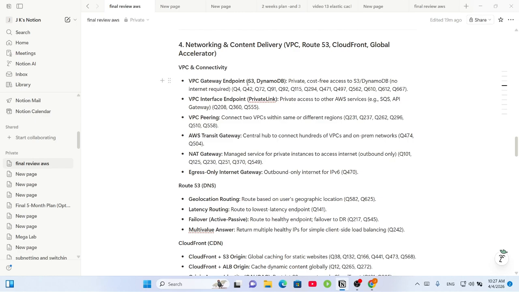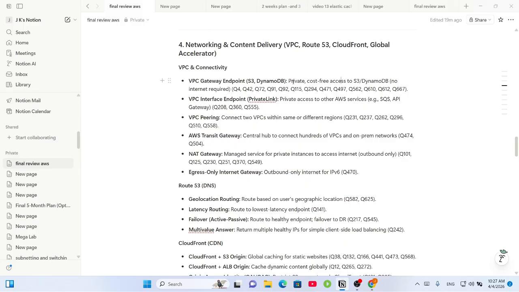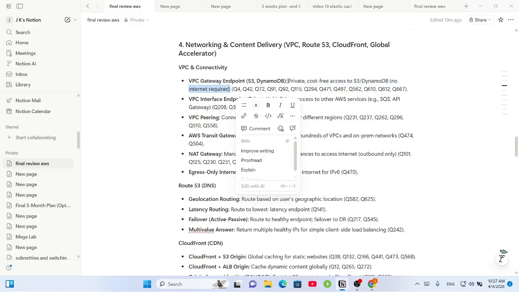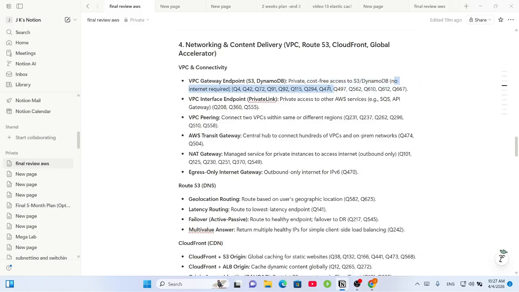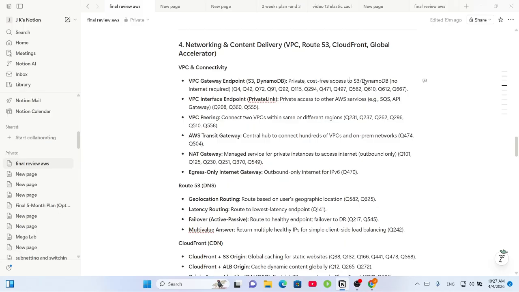Yeah, we said that endpoint is just, let's say you have a private instance, something you don't want to give internet access, right? Since you don't want to give it internet access, you can use VPC gateway endpoint. But you need it at the same time to access S3 or DynamoDB or these other AWS services, right? So you can use VPC gateway endpoint.